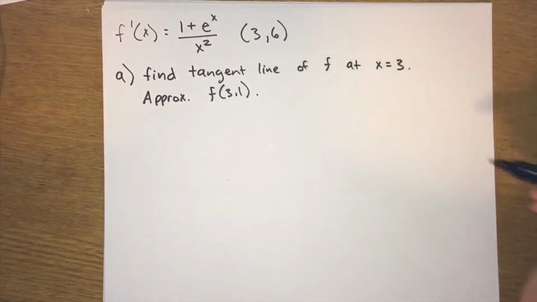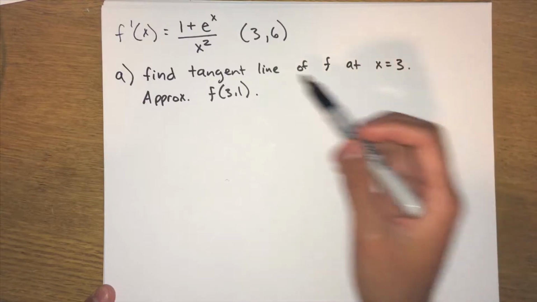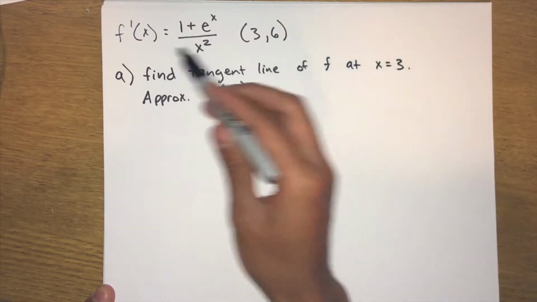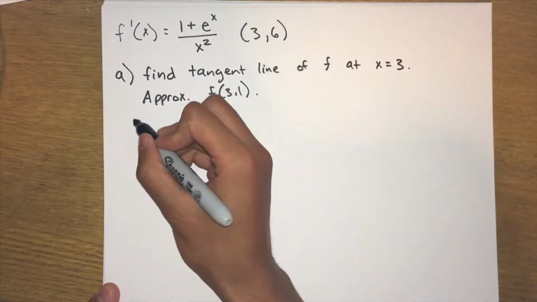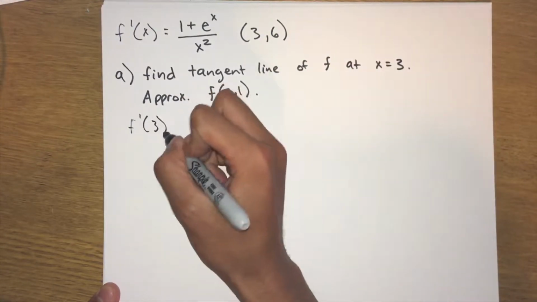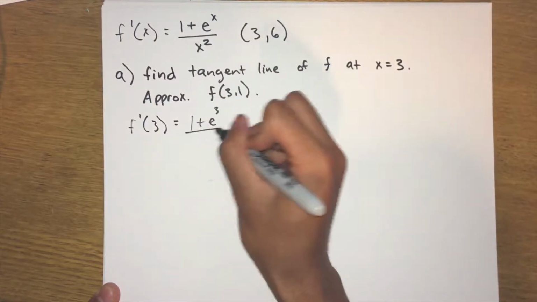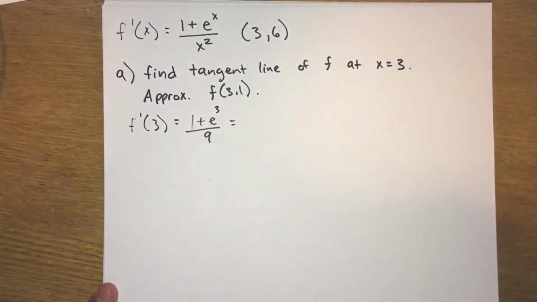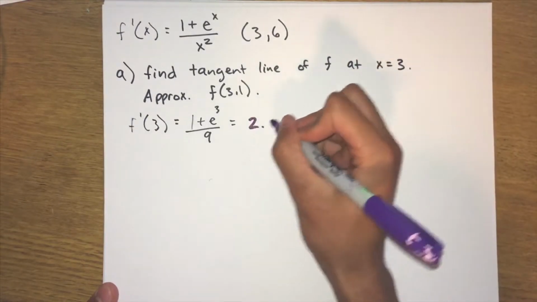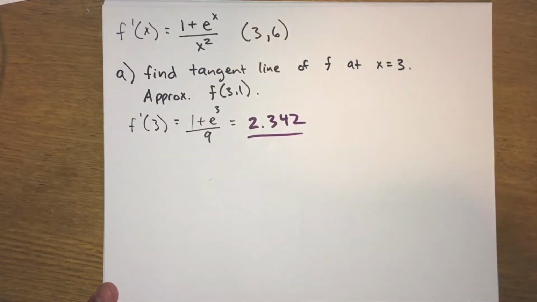So in order to find the tangent line of f at x equals 3, we first have to find the slope at x equals 3. So we plug 3 into our derivative right here. So f prime of 3 equals 1 plus e cubed over 9 if we plug in 3. And that should equal 2.342. And so this is our slope of our line.